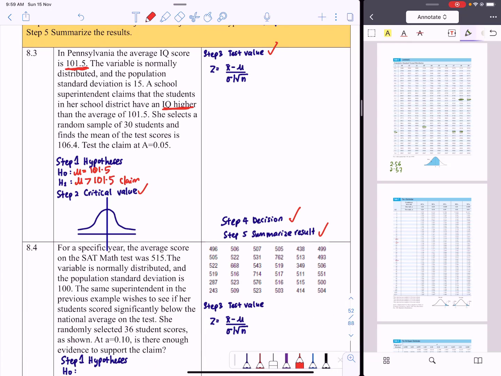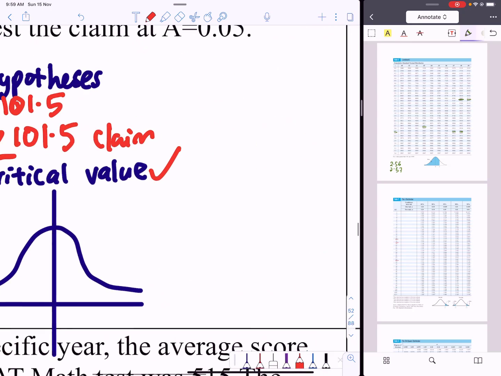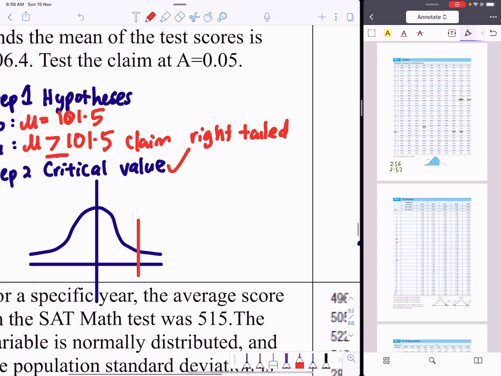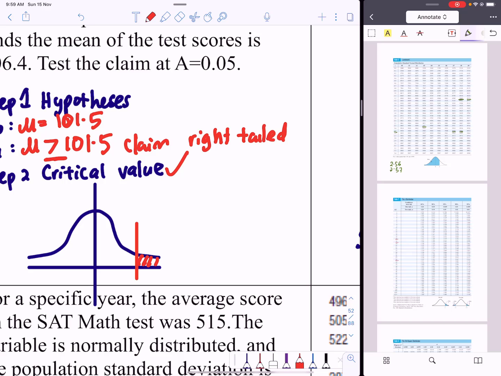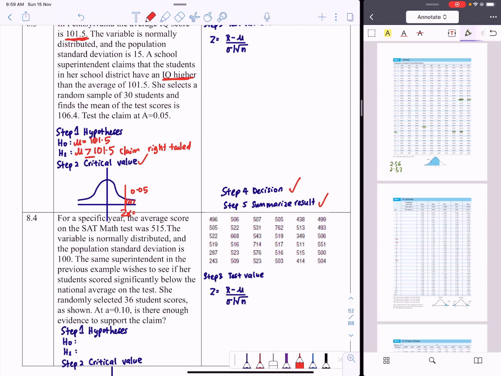Then we need to find the critical value. Because this one is higher, this one is the right tail. It sits in this region, and alpha is 0.05. We need to find a Z score. What is the value for the Z score? We need to use table E.